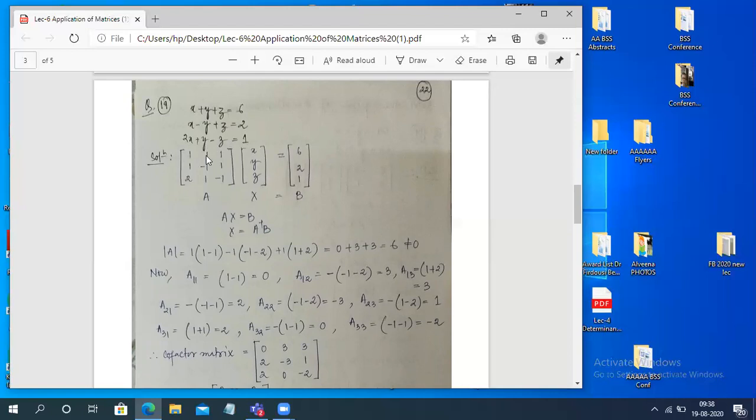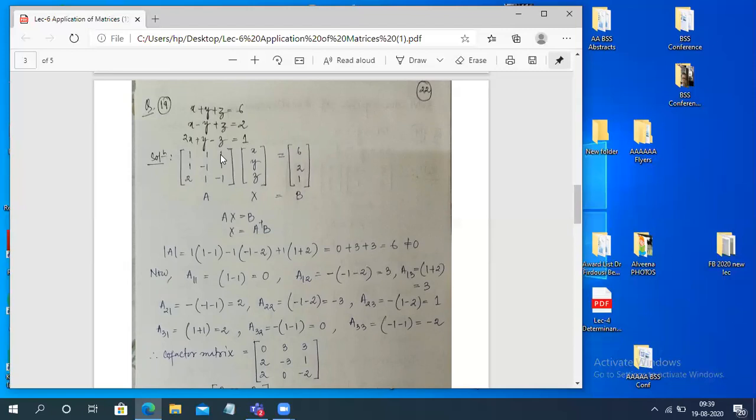To find the cofactor of the position A12, we have to ignore this particular row and particular column and find the determinant of the remaining submatrix, here 1, 1 and 2, minus 1. But here to find the cofactor, we should include the proper sign also. Since its location is 1, 2, it is minus 1 to the power i plus j, so 1 plus 2, that is 3, which is odd. So it will be negative of minus 3. So it will be positive 3.